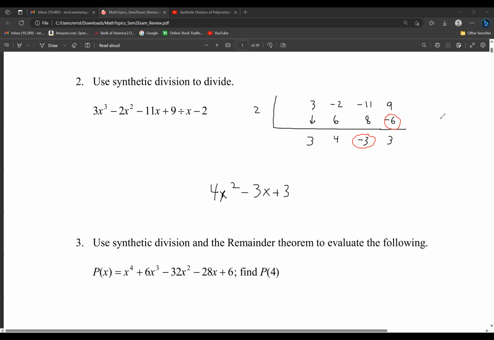So that's the general rule. This one times this one is this one. This one times this one is this one. This one times this one is this one.